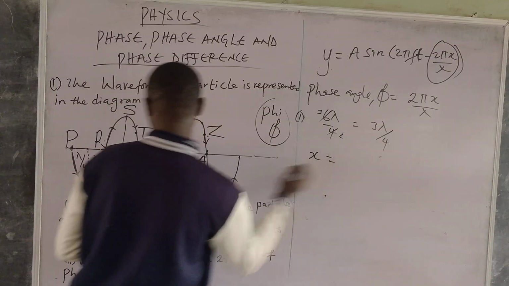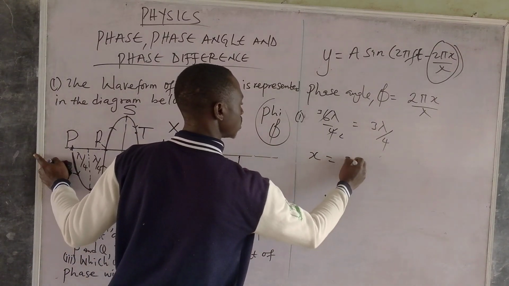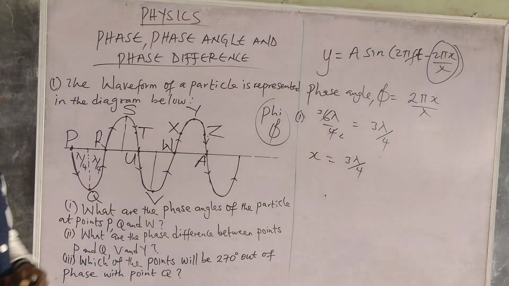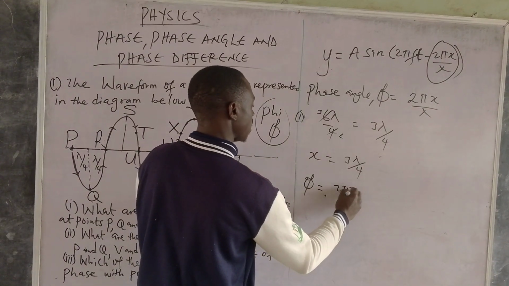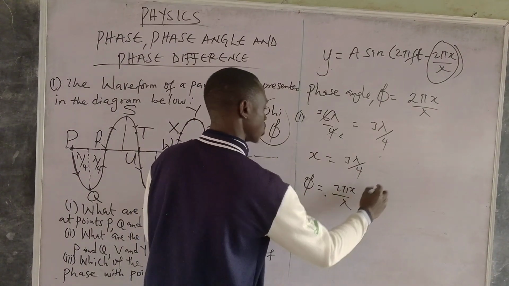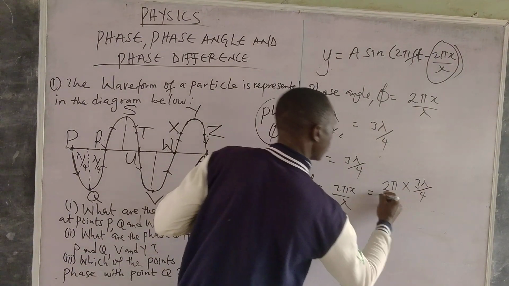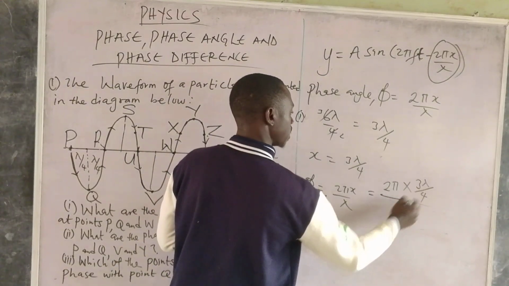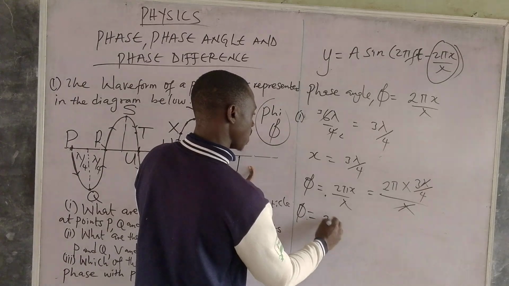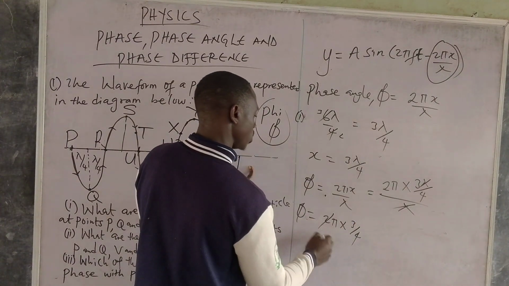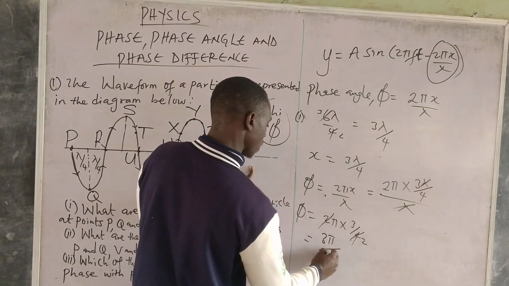So it means x, our distance from the origin, by the time we get to point W, is equal to 3 lambda over 4. Now, what's the phase angle at W? You use the same formula, phi equals 2 pi x over lambda, which is equal to 2 pi times, what is x? 3 lambda over 4 all over lambda. Lambda again takes care of this lambda, and then phi is equal to 2 pi times 3 over 4. That's pi times 3, 3 pi over 2.